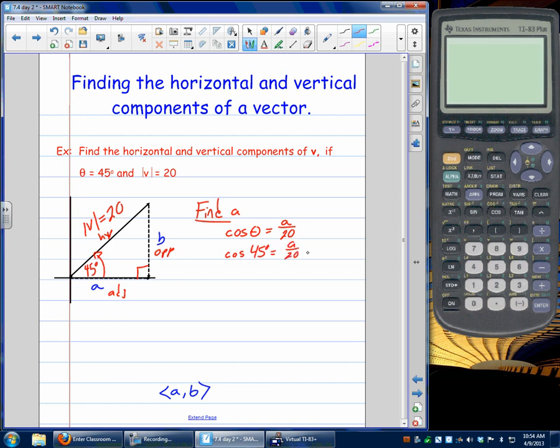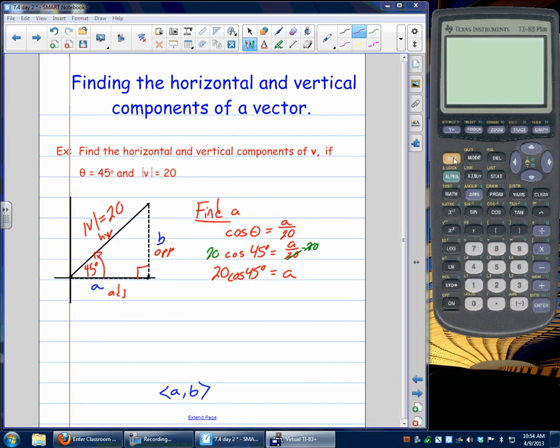Solve that for A. We'll just have to multiply both sides by 20. The 20s will cancel out over here, and we'll have A is now equal to 20 times the cosine of 45 degrees. That we can then plug into our calculator.